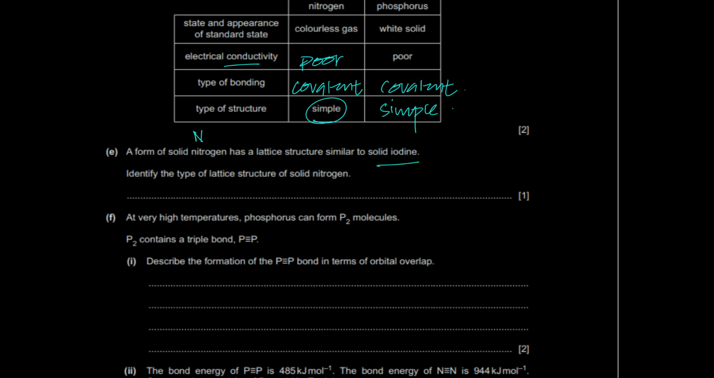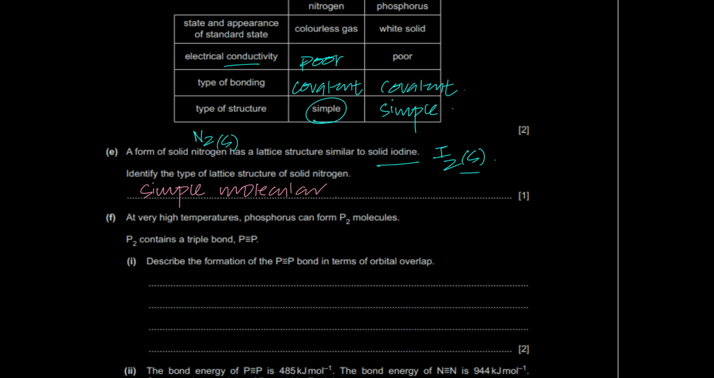So he's saying that N2 looks just like I2 solid. There again, there are still simple molecular structures. Identify the type of lattice structure of solid nitrogen. What type of lattice structure is this? Just like you called graphite a giant molecular structure, this lattice structure would still be a simple molecular structure. Simple molecular lattice. Yes, that's the structure.